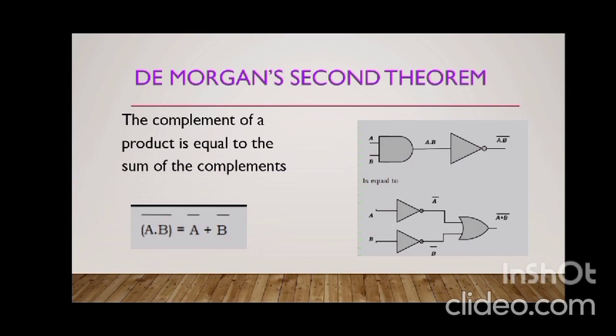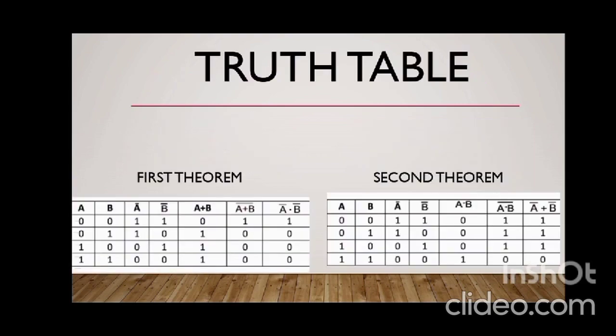Next, De Morgan's second theorem theory. The complement of the product is equal to the sum of the complements. Diagram. We use gates: one AND gate and one NOT gate. Two inputs, one output. Second diagram. We use two NOT gates, one OR gate. Two inputs, one output. Truth table.